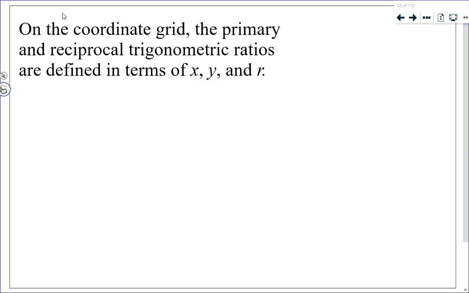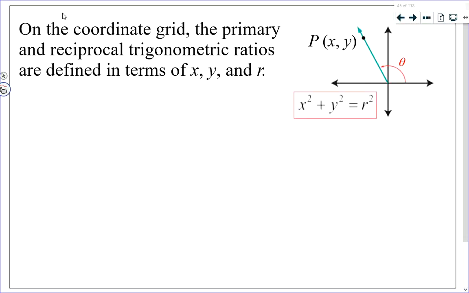All right, on the coordinate grid, the primary and reciprocal trig ratios are defined in terms of x, y, and r. This is true whether we're talking about points of intersection with the unit circle or not. So for any rotation angle, this one happens to be in quadrant 2, but it doesn't have to be, you can pick a point on the terminal arm, and that point has coordinates x, comma, y. By the way, r is the distance from that point to the origin. Well, we know that x squared plus y squared equals r squared.